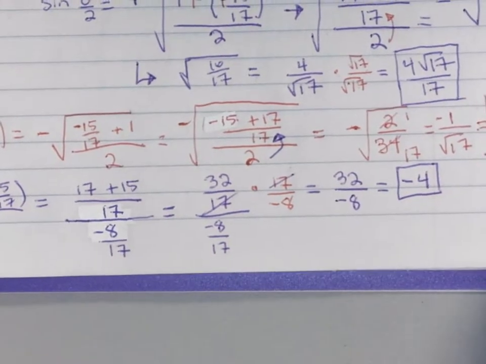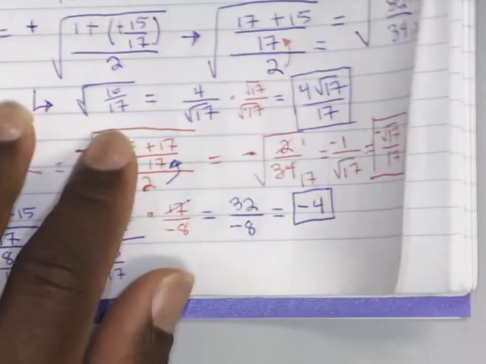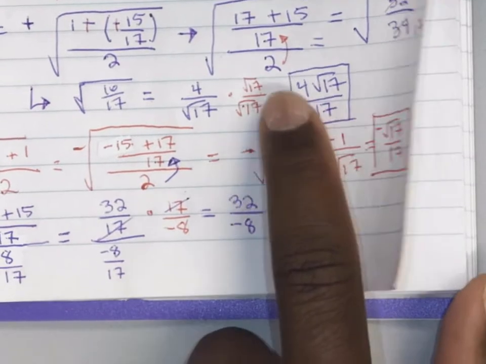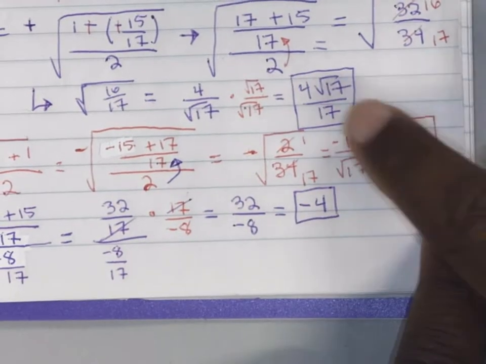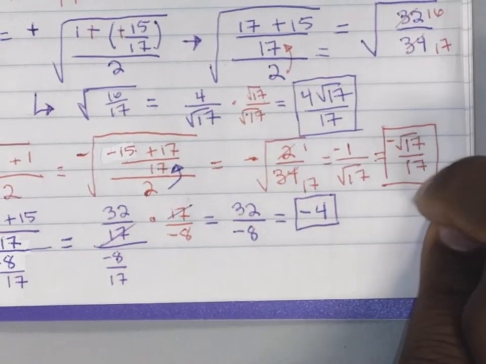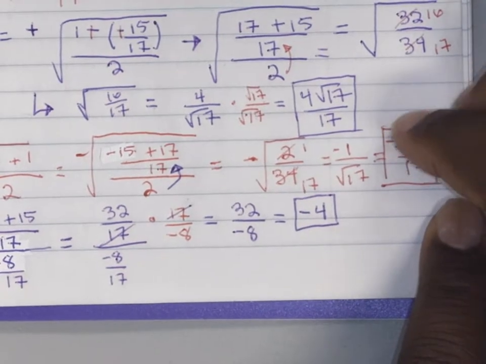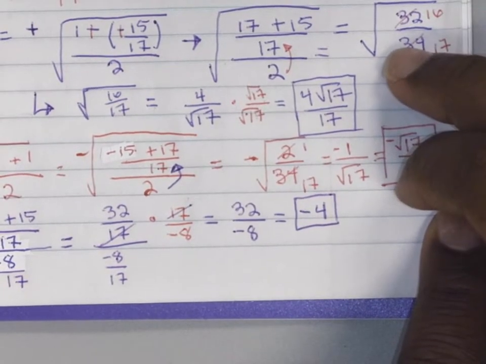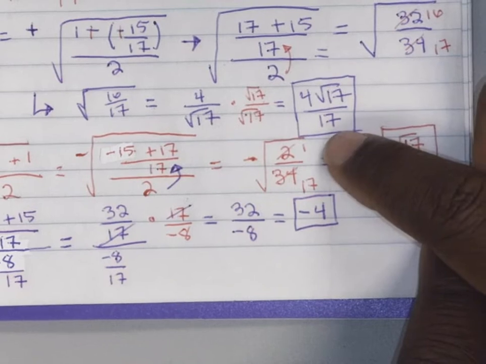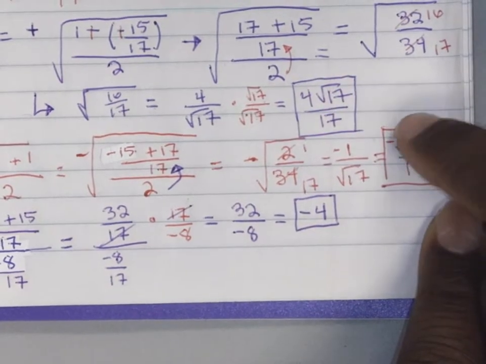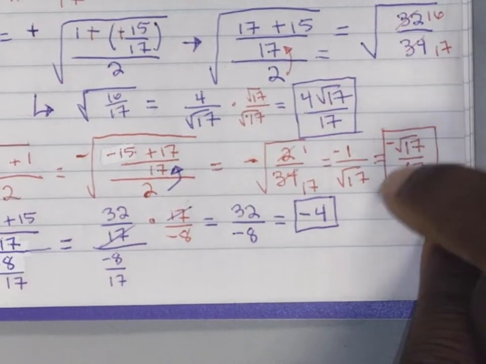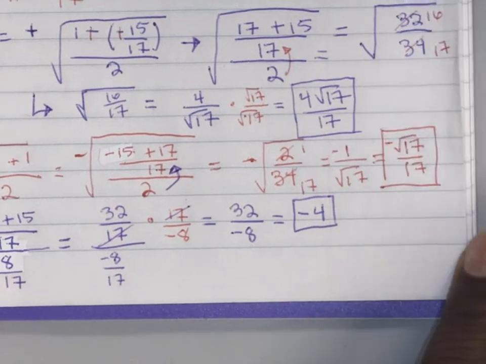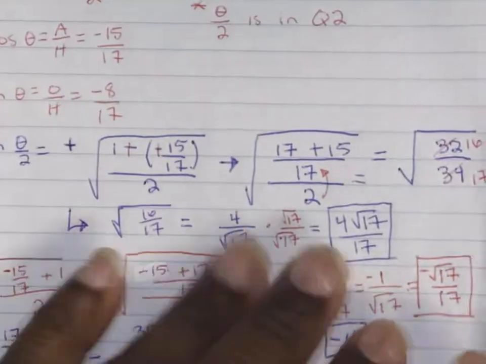Now, if I think about it, if I would have did sine over cosine, I would keep this, I would flip this one to 17 over root 17. The 17s would cancel, the root 17s would cancel, I would be left with the negative 4. And then this would be my answer as well. All right, so that was number 27. Let's do 28.